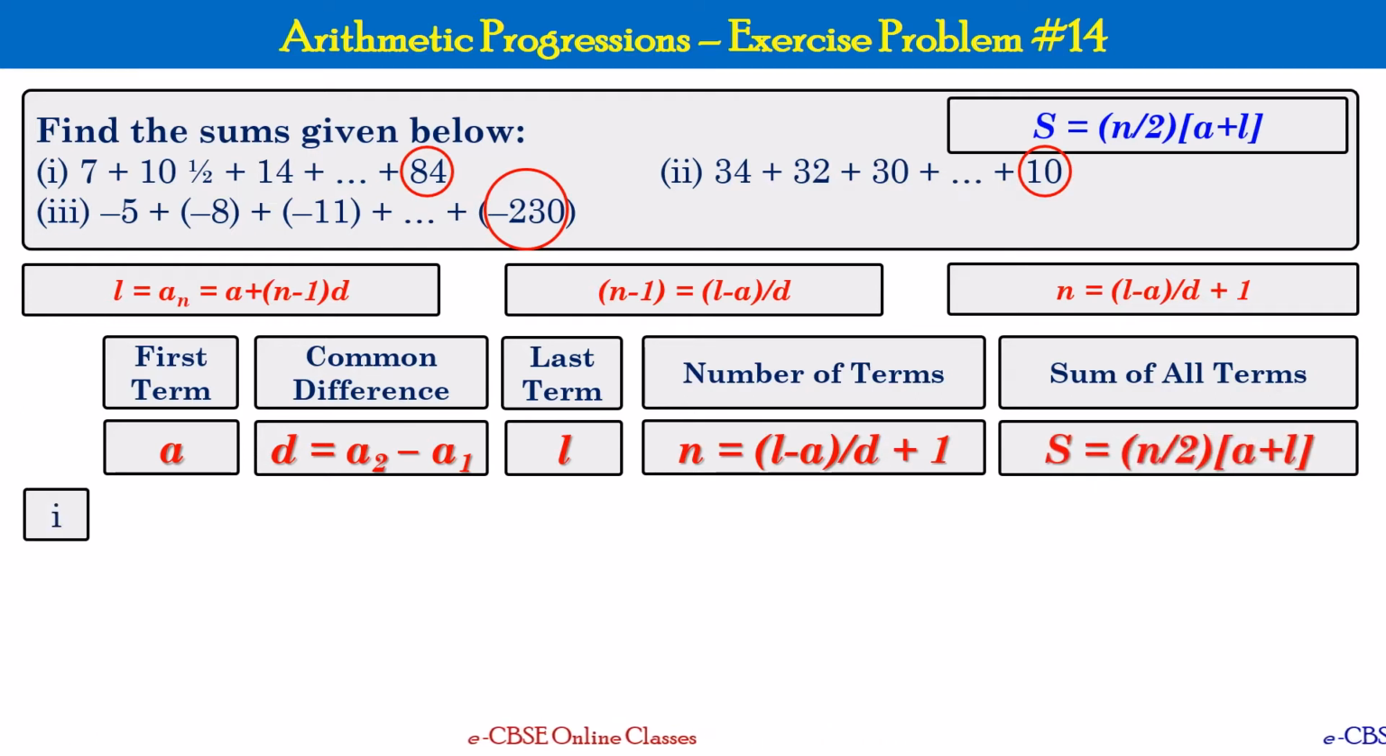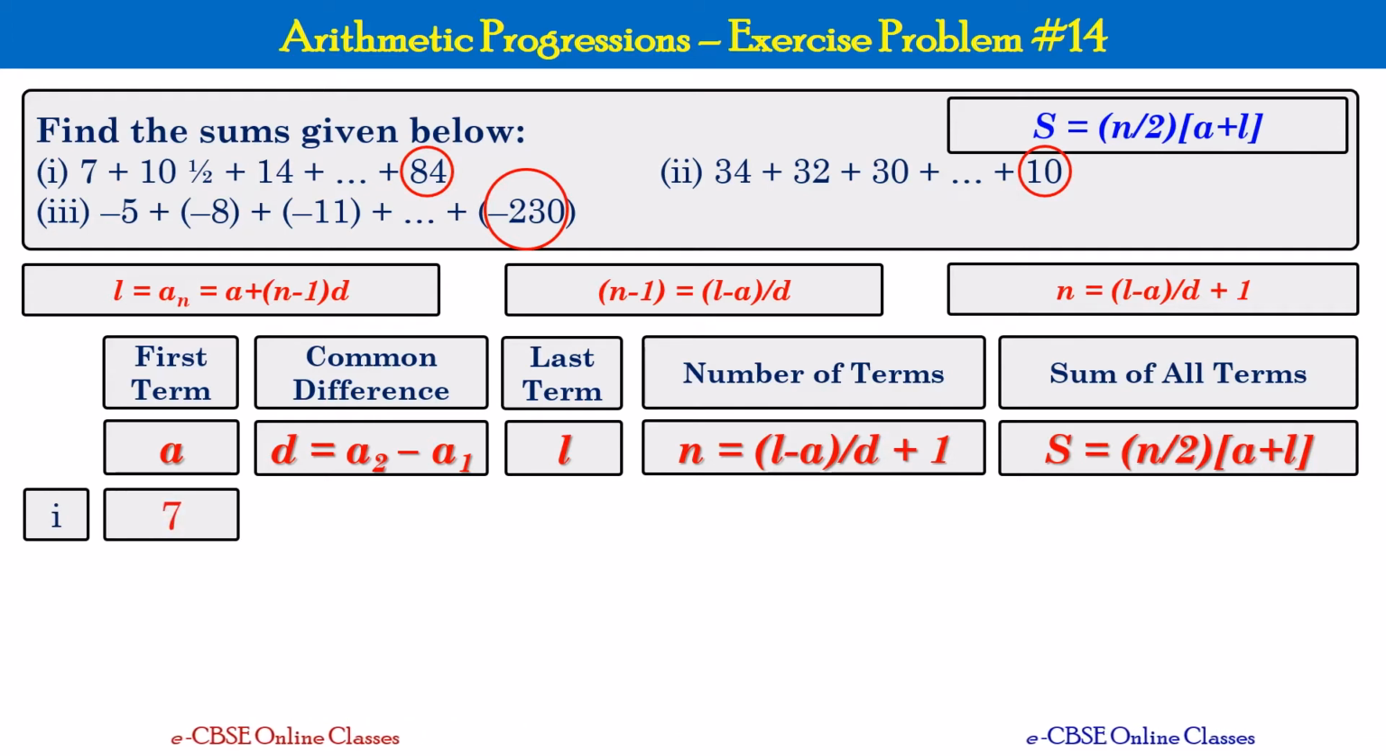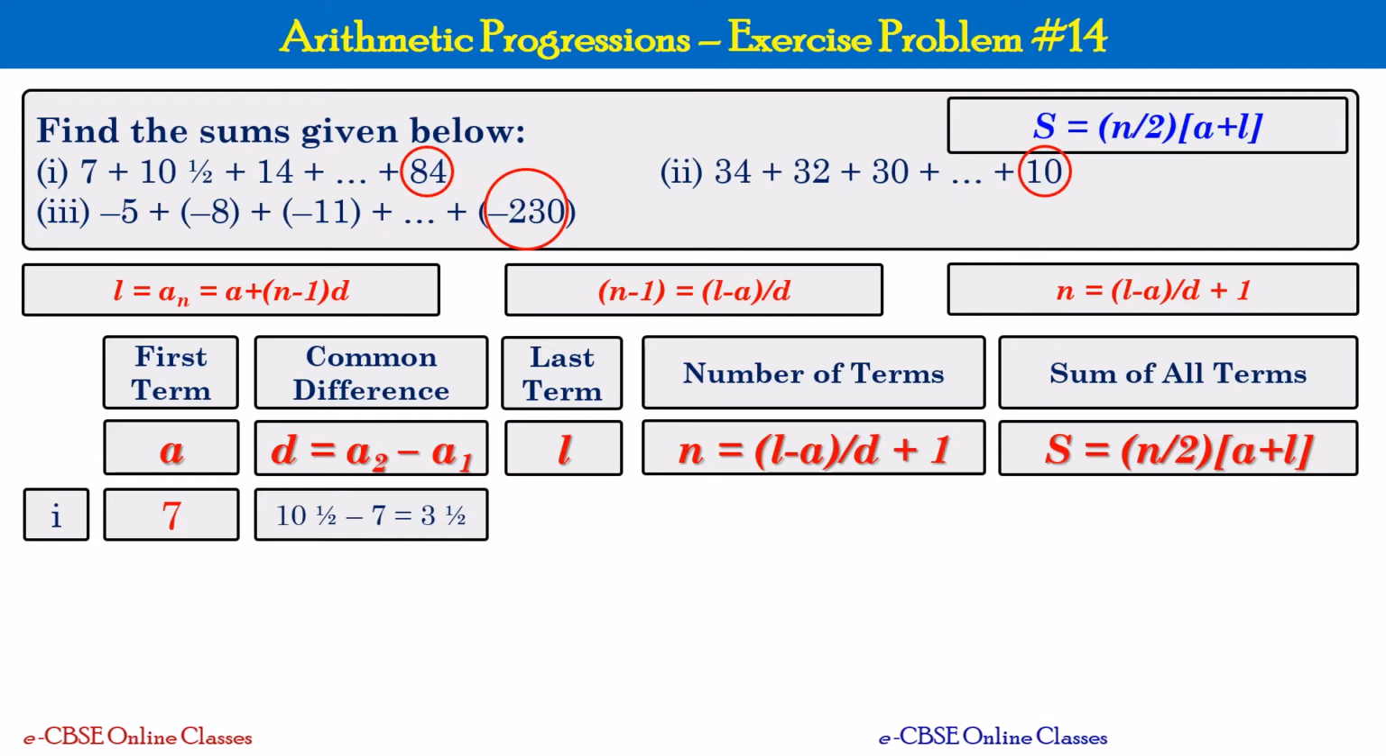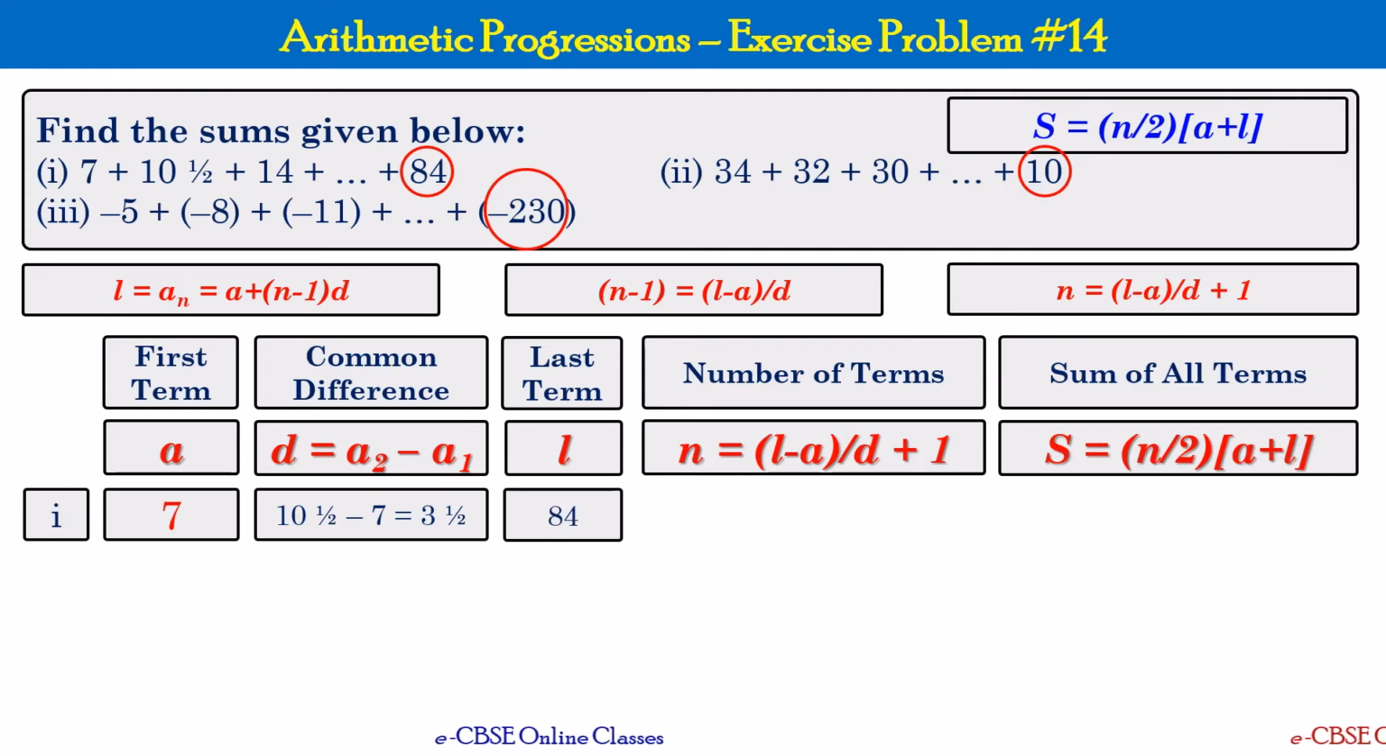Here the first problem, first term is 7, so a equal to 7. Common difference is second term minus first term, that is 10 and a half minus 7 is equal to 3 and a half. The last term l is 84.